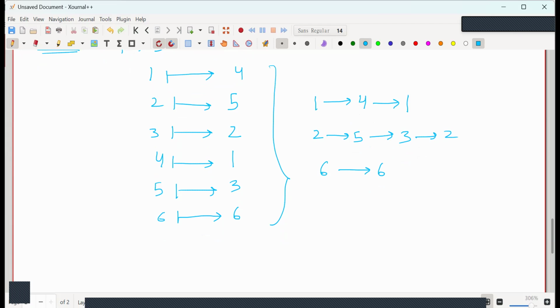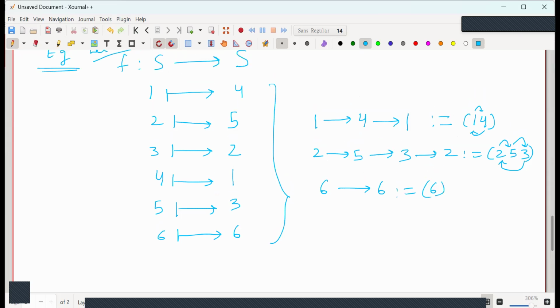Such cycles can be represented by this notation. So we denote it like that: (1 4). That means 1 is mapping to 4, and then 4 is again coming back to 1. And this one can also denote like (2 5 3). So 2 is mapping to 5, 5 is mapping to 3, and then 3 is coming back to 2. So it's known as the cycle notation. And 6 is fixed, so we will just denote it like that.